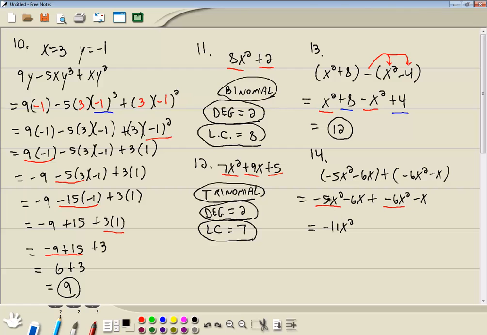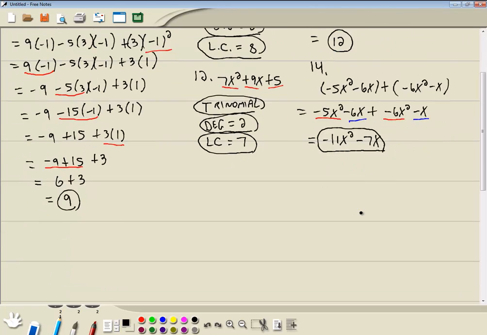Remember, combining like terms, you add or subtract the numbers that are in front of them. And here's an x, and here's an x. Negative 6x, and there's an invisible 1 here. Negative 6x and negative 1x gives us negative 7x. And that's our answer. Now notice I'm putting them in standard form also, where the terms are arranged from largest power down to smallest.